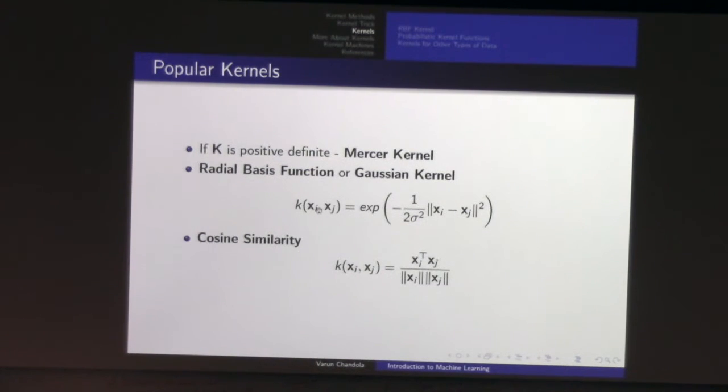It takes inputs, objects xi and xj, and the value is essentially exp of minus 1 by 2 sigma squared times the distance. So sigma is a hyperparameter of this kernel function. This is something that you provide. You don't learn this. Much like the exponential part of a normal distribution, the Gaussian kernel essentially computes the similarity between two objects.